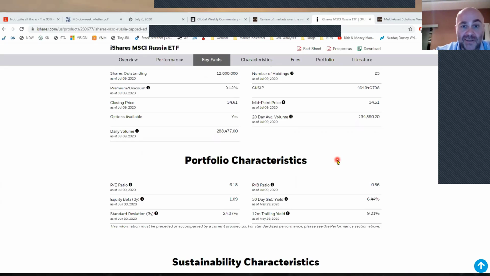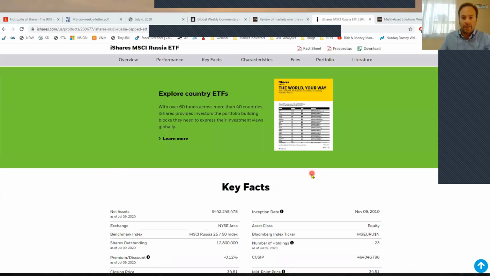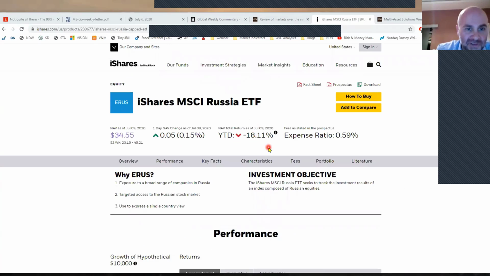But I think one of the things is that you're getting those figures, and it's down 20% year to date. This is not at a bubble point. This is at a low point or a relatively low point.